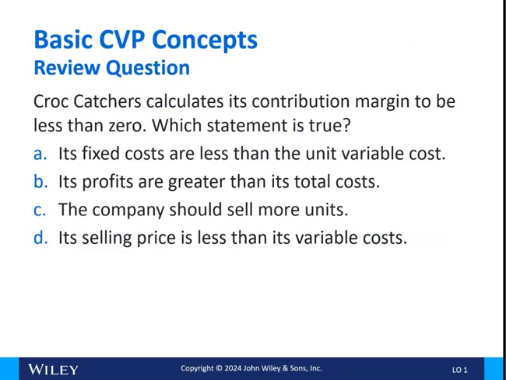In a review question, Croc Catcher calculates its contribution margin to be less than zero. Which statement is true? Its fixed costs are less than the unit variable cost. Its profit is greater than its total cost. The company should sell more units. Its selling price is less than its variable costs.